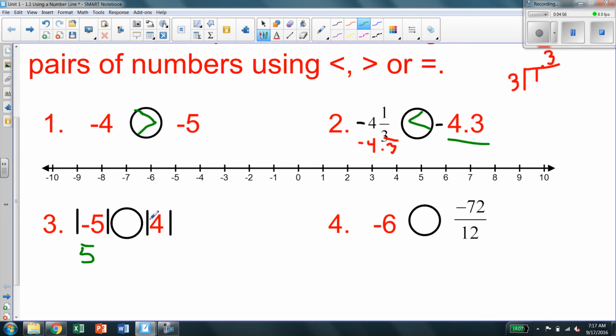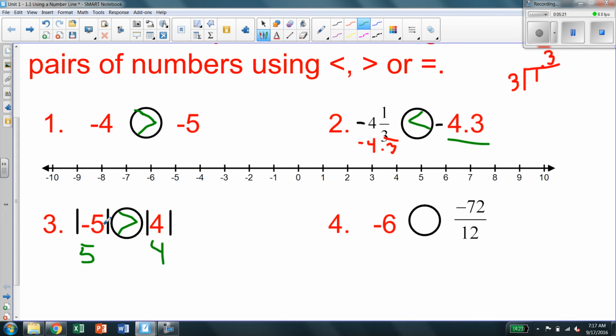This is saying the same thing, absolute value of 4. How far away is 4 from 0 on a number line? 1, 2, 3, 4. Its value is 4. So we are now comparing these simplified values, or equivalent values, let's put it that way. Which one has a greater value, 5 or 4?